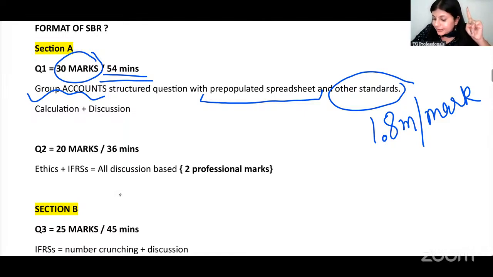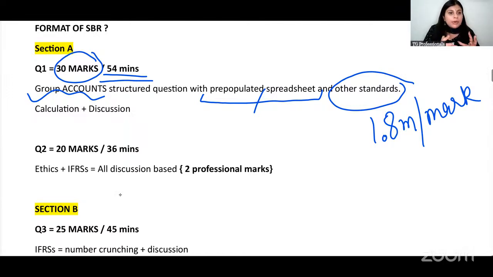This pre-populated spreadsheet was introduced in September 23. It's more than 1 year now, so it's no more a new thing. We have got accustomed to it. Back in the last year, yes, it was a new thing. Everyone was afraid of it. Right now, we are not afraid of it. We have so many examples of past papers where this topic was tested. So now we are good to go with pre-populated spreadsheet.